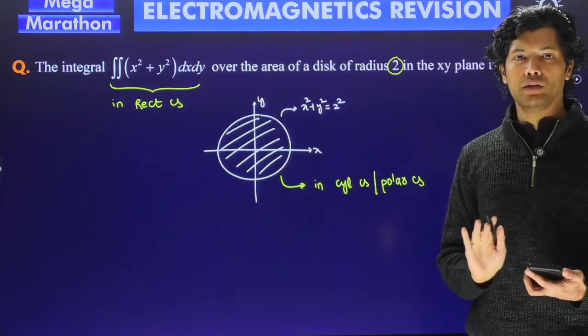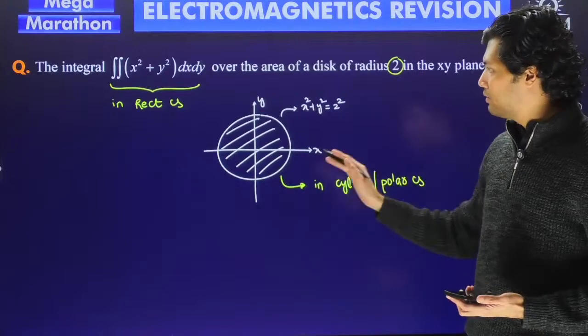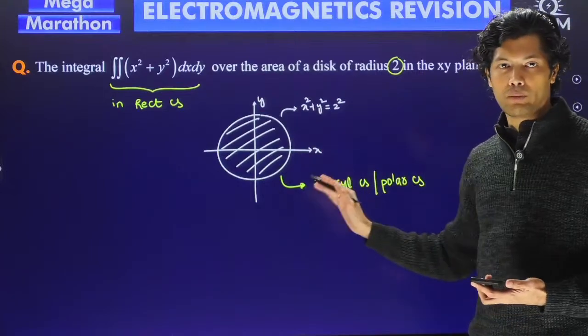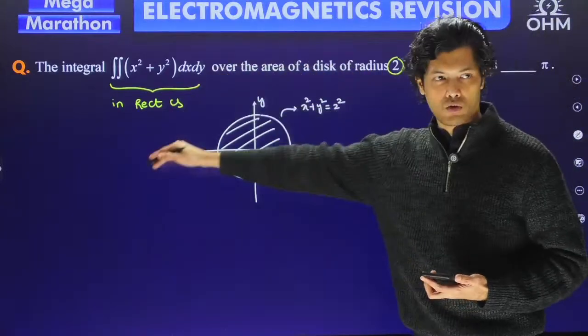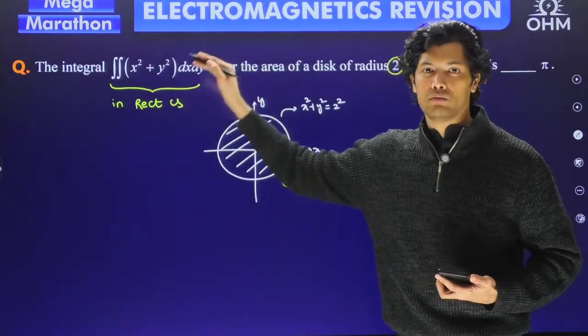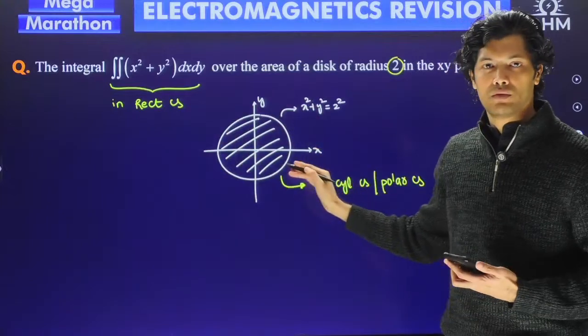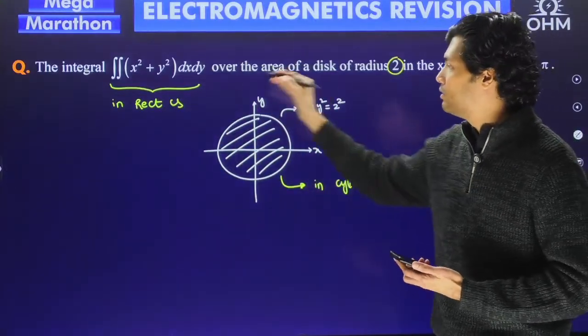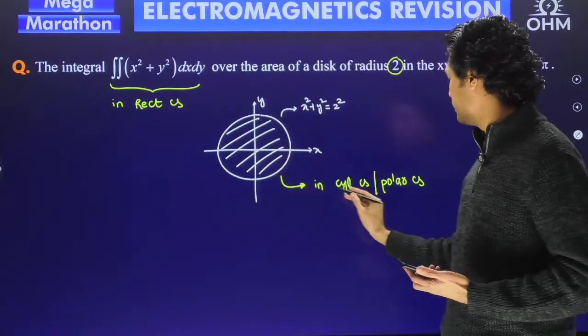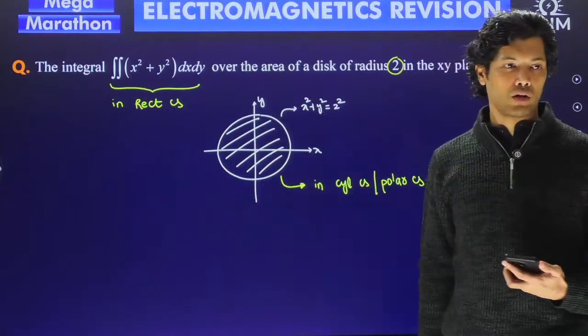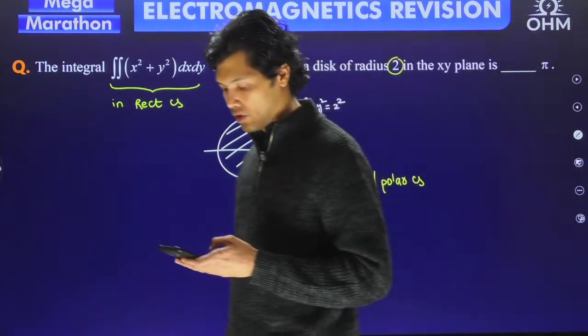So whenever you see this kind of a problem, always convert them into polar coordinate system only. Don't try to solve the problem in rectangular coordinate system. I agree that rectangular coordinate system is something that you are comfortable with, but the problem was given in such a way that it will be very easy for you if you solve the problem by using the cylindrical coordinate system or polar coordinate system. Okay, so that is the logic in this problem.